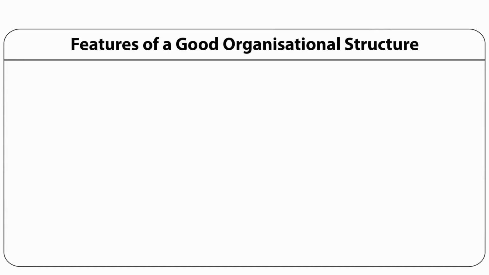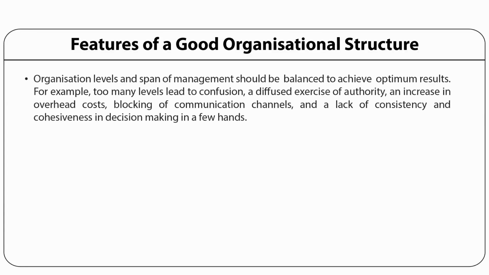Features of a good organizational structure. What are the features? Number one, organizational levels and span of management should be balanced to achieve optimum results. For example, too many levels lead to confusion, a diffused exercise of authority, an increase in overhead costs, blocking of communication channels, and a lack of consistency and cohesiveness in decision making in a few hands.